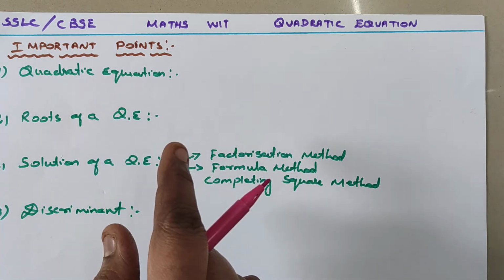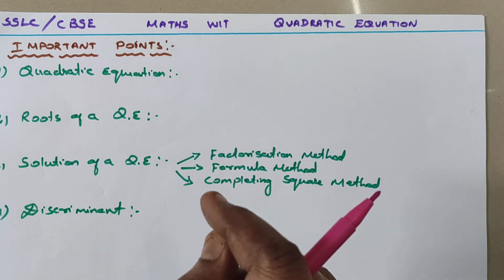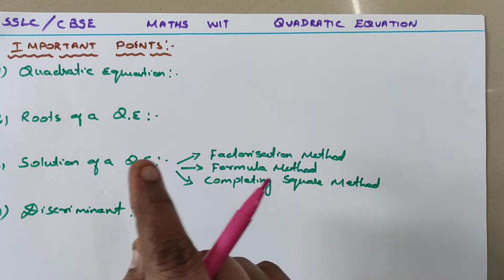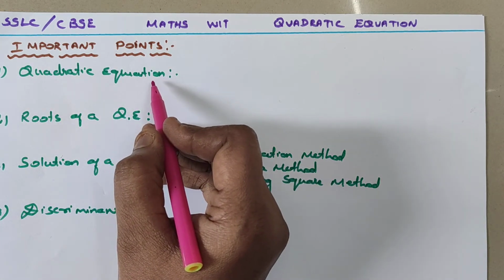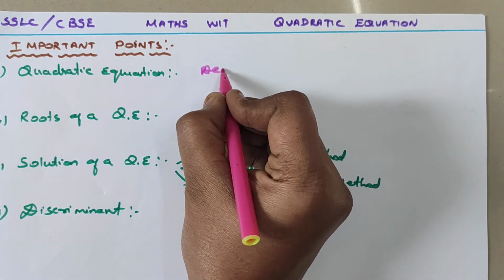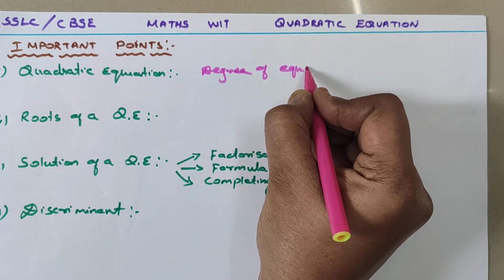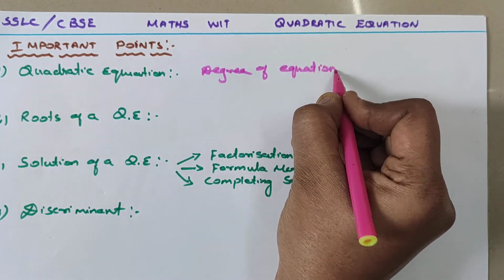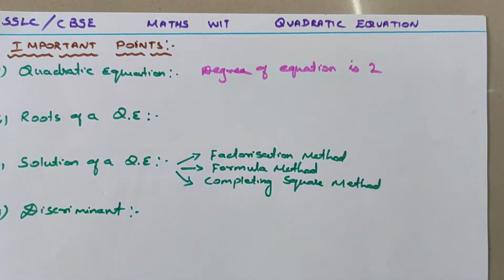First you should know the difference between an equation and an expression. Equation means we will be having an equal sign, but in an expression we won't have the equal sign. This is the main difference between equation and expression. Here, quadratic equation. Quadratic means the degree of the equation should be 2. Then only it is known as a quadratic equation.